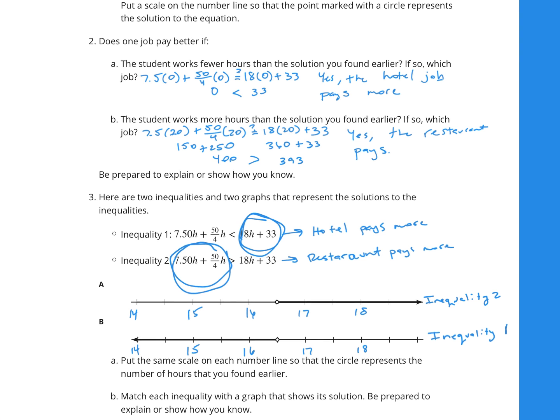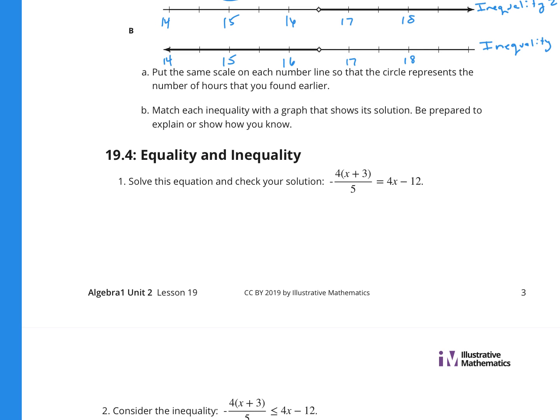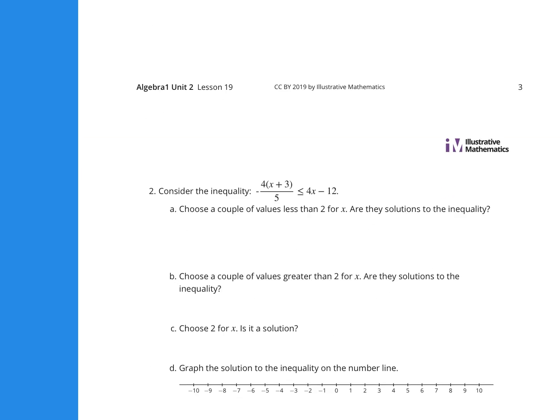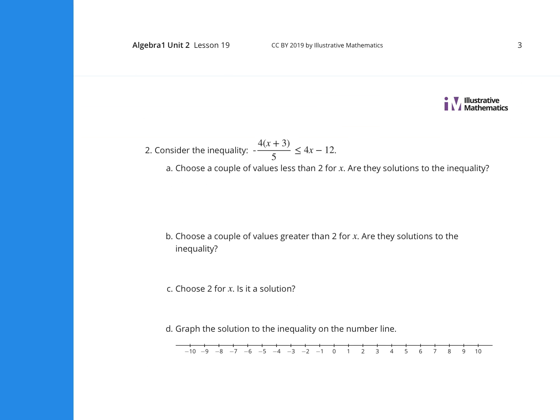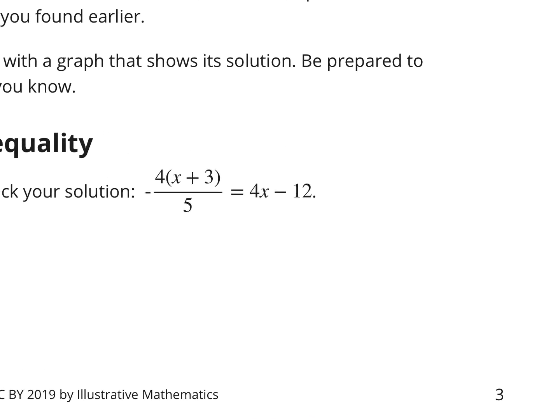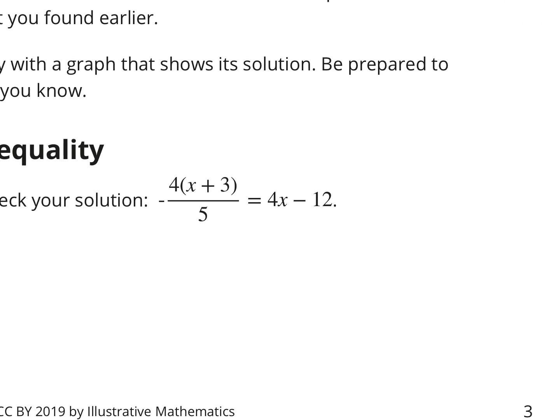All right, let's go ahead and move on to the last activity. So for this activity, you do have to solve some different inequalities and then graph them. So let's do this one together for time's sake. So the first inequality we have to solve is this.